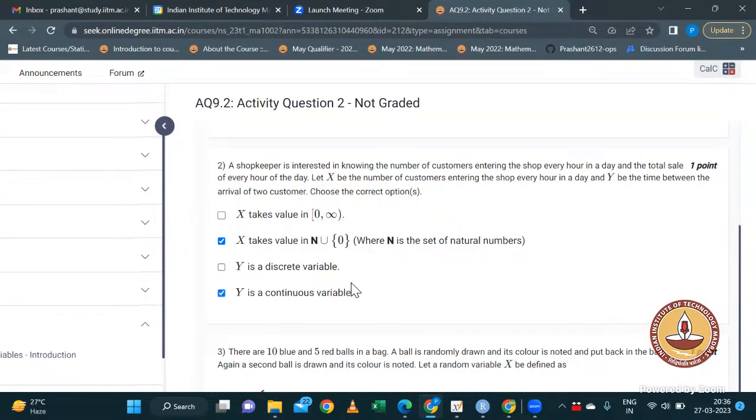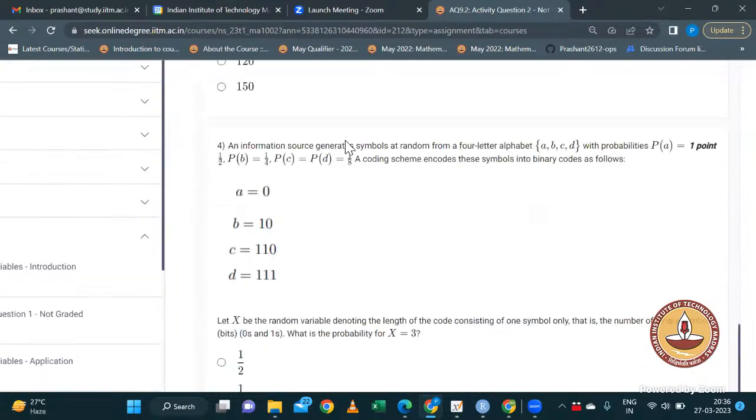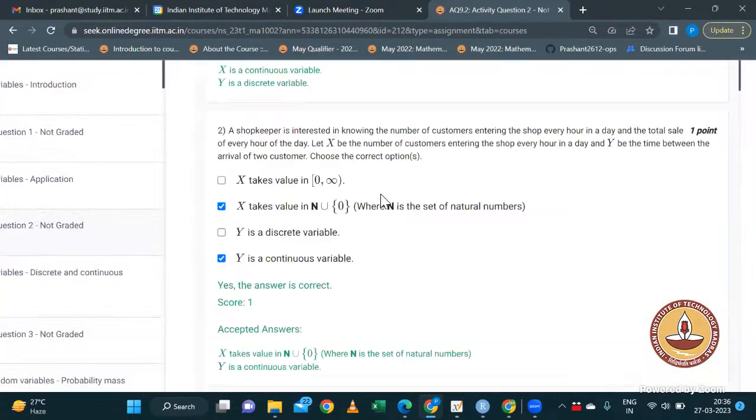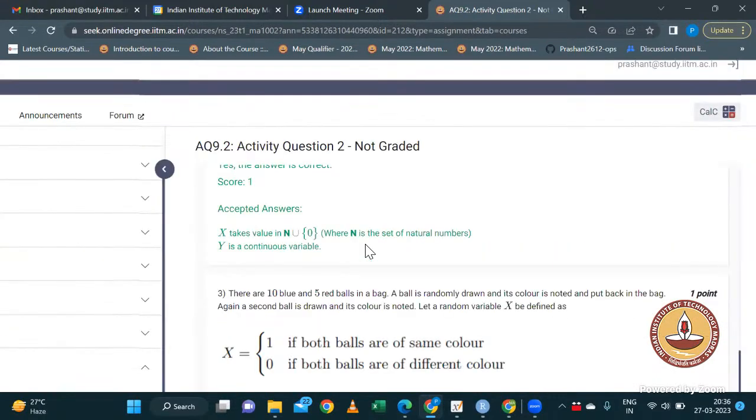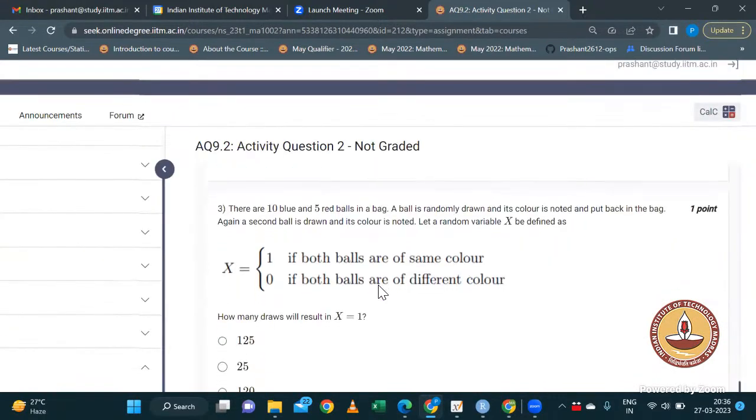Okay, let's see the answer first. After that, we'll check whether discrete and continuous is clear for everyone. Okay, that's the correct answer. Great. Okay, so what about question number 3?